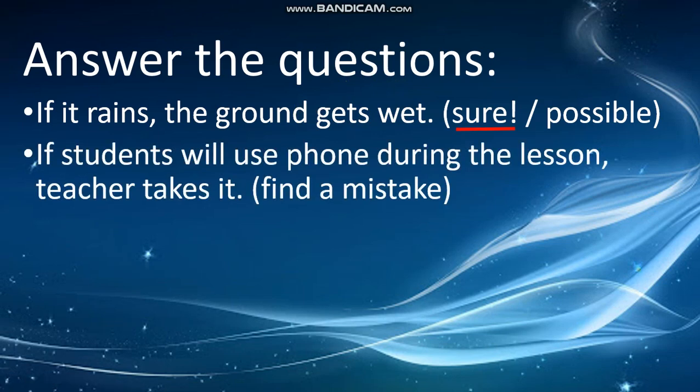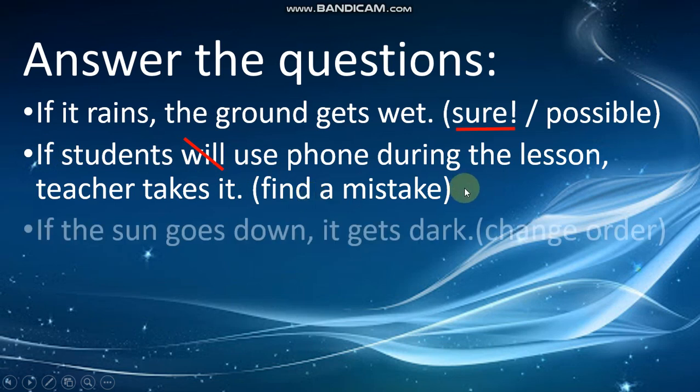Next sentence. If students will use phone during the lesson, the teacher takes it. Find the mistake. So here is a big mistake. And the answer is yes. We never use will after if, and we never use will in the result clause because we're talking about zero conditional, and this is a rule. It is always true. So after if, never use will.